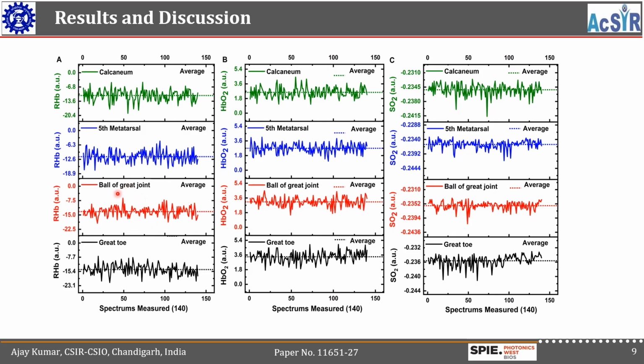It means the volume fraction of reduced hemoglobin, let's say, is highest for any spectrum of a great toe, then the volume fraction of oxyhemoglobin for the same spectrum of a great toe is low. This may be due to systolic and diastolic blood pressure from the pumping and relaxation of the heart. And a similar trend is observed with the oxygen saturation.